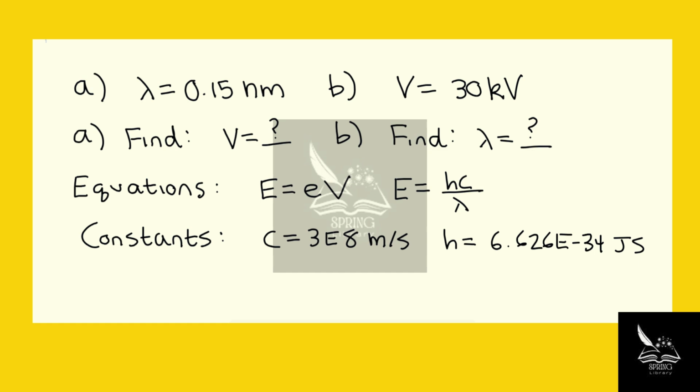In case B, we're given the voltage of the cathode ray tube, but we need to find what's the minimum lambda of those X-rays that can be achieved using this voltage difference. Both problems will proceed in the same way. We will use two equations.